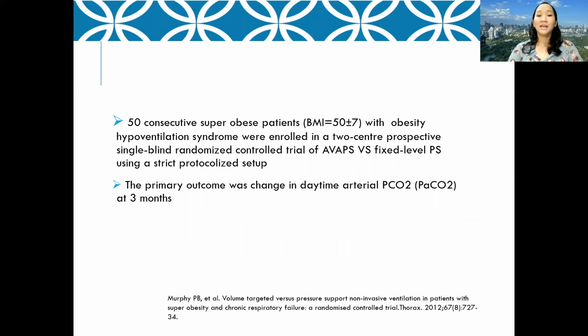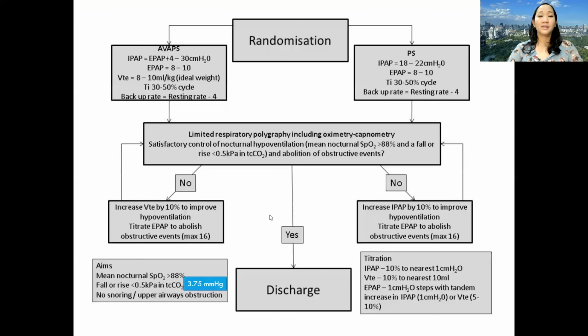There was another study that actually looked at the AVAPs also with fixed pressure support, and looked at the daytime arterial CO2 level at 3 months. However, this study used strict protocolized titration. So on the left side, this is the AVAPs titration, and on the right side, this is the standard BiPAP titration. However, they used the strict protocol. They started with the EPAP between 8 to 10. They started with the IPAP of 18, 20 to 22. And they started with the backup rate equal to the respiratory rate minus 4.